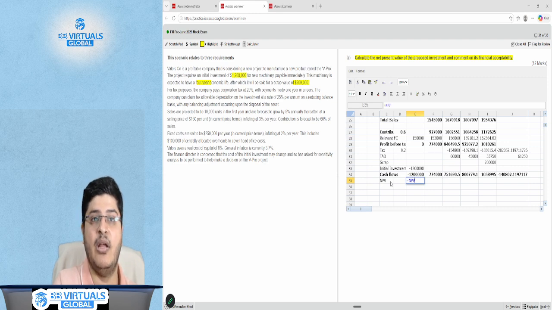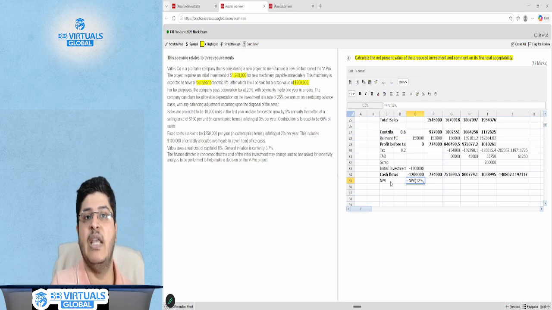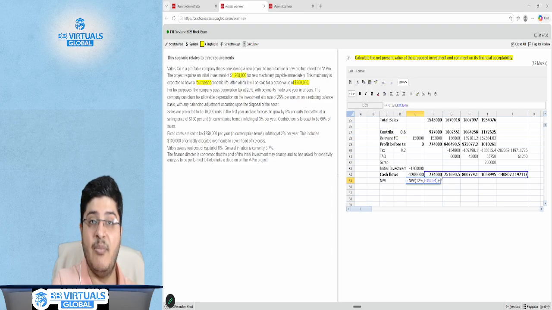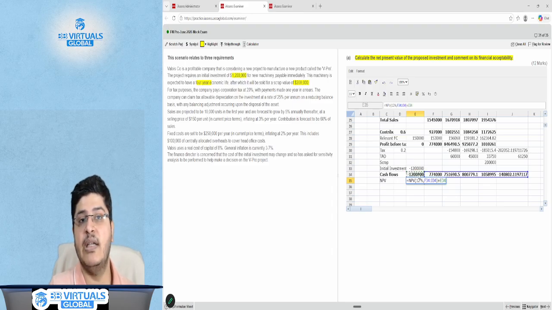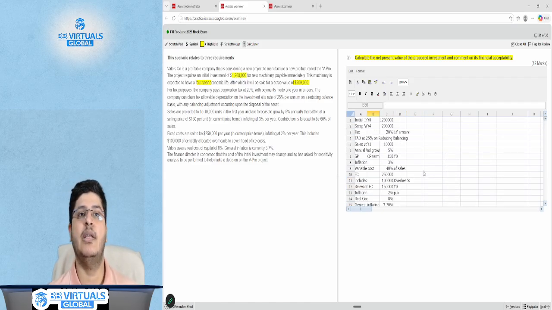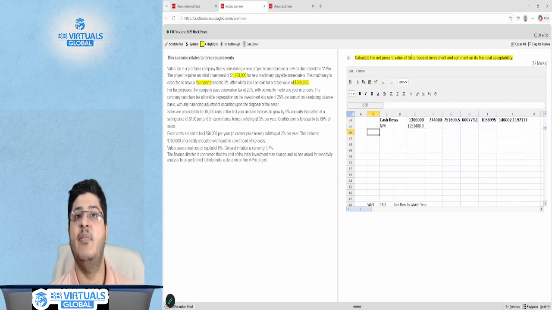Remember the NPV formula. NPV, first you have to put the rate. Rate was 12%. We calculated 12% nominal rate above. Then all the values from year 1 to year 5, correct? And then you separately add year 0. That is what we had discussed for NPV use. Okay, this is your NPV, which is 1253408. This is your answer. So answer is done. And then calculate the NPV and comment.